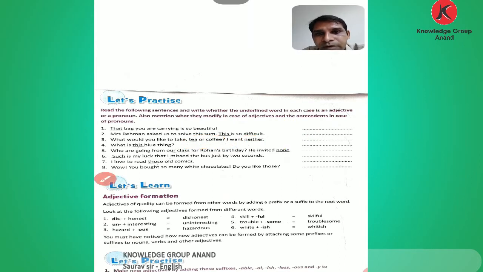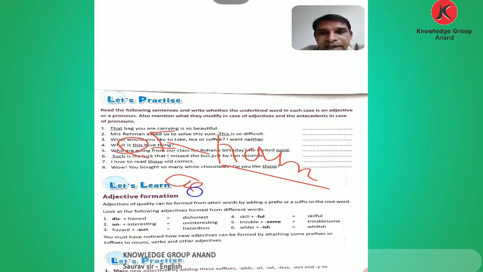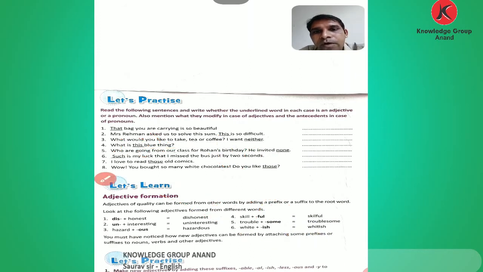Okay. In the fourth one: what is this blue thing? Here thing is a noun. And before that we use blue and this. So here this is described as an adjective. And thing is the noun. That is the answer.